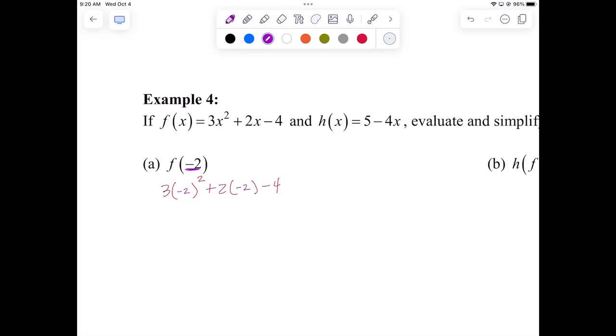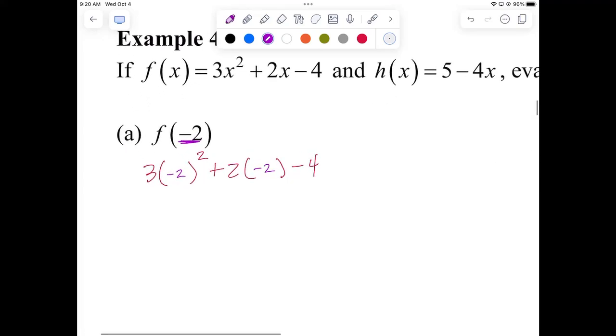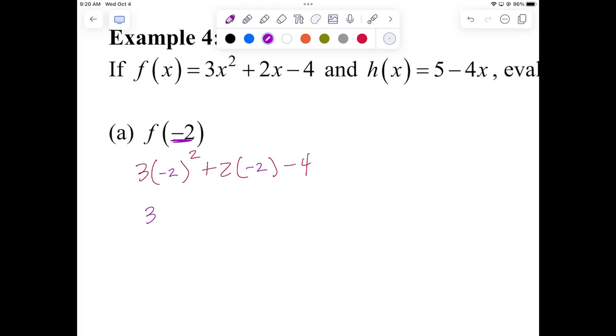All right. Everyone good now? Okay. So we put parentheses where there's an x and we plug in a negative 2. All right. Now I have to use my dear Aunt Sally's rules to simplify this. This is going to be 3 times negative 2 quantity squared is 4. 2 times negative 2 is minus 4. And then we got the minus 4 hanging out there. We have 12 minus 4 minus 4.